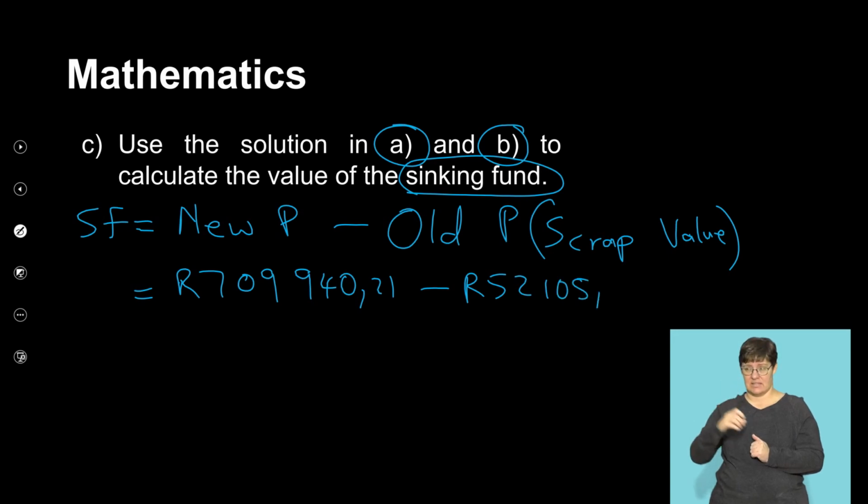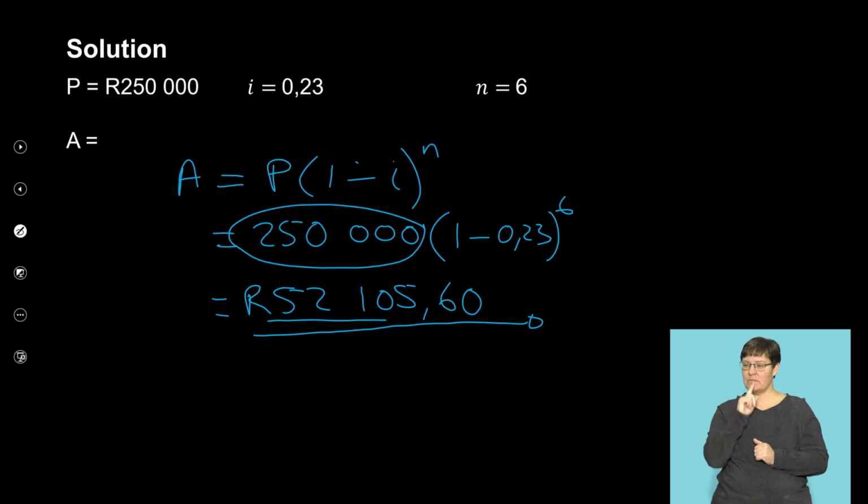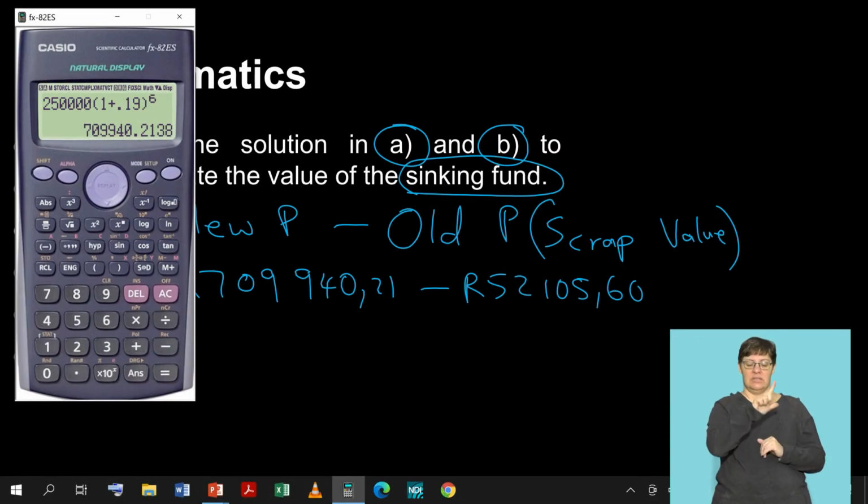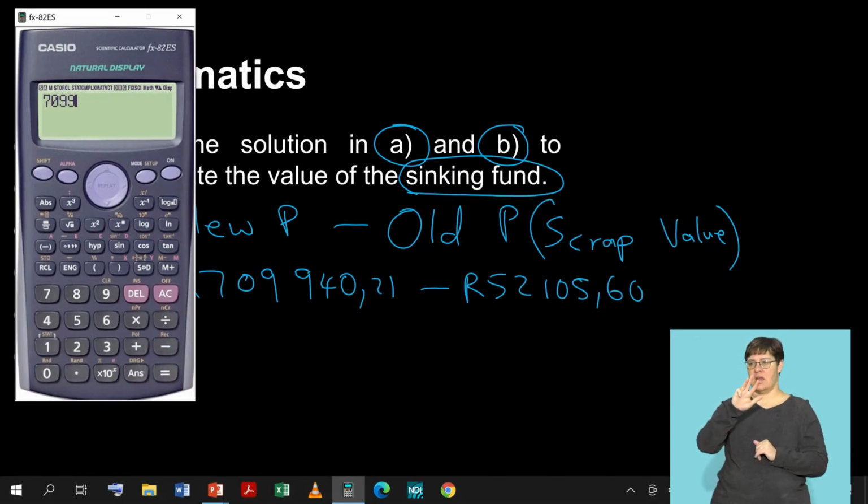52,105 and I think it was 60 cents. I will just quickly verify that. Yes, so we are on the right track. And then you just go straight to your calculator and you subtract 709,940.21 minus 52,105.60, and then you find that.